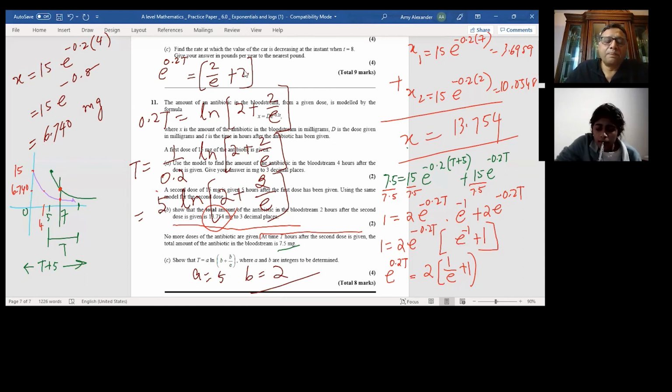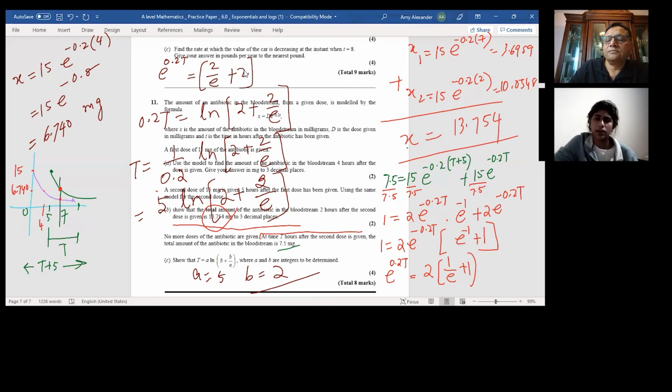Does that make sense? Yes, but I don't know where I lost you. I thought when we did it, we got 7.5 equals 15e to the power of minus 0.2t plus 5. Yeah. Then I divided by 7.5, because I don't want that 7.5 decimal. 15 divided by 7.5 is 2, right?